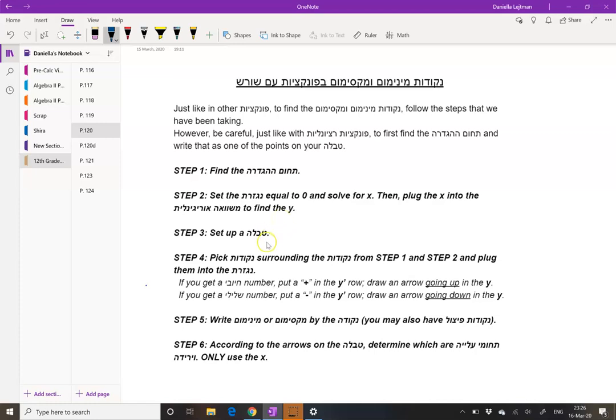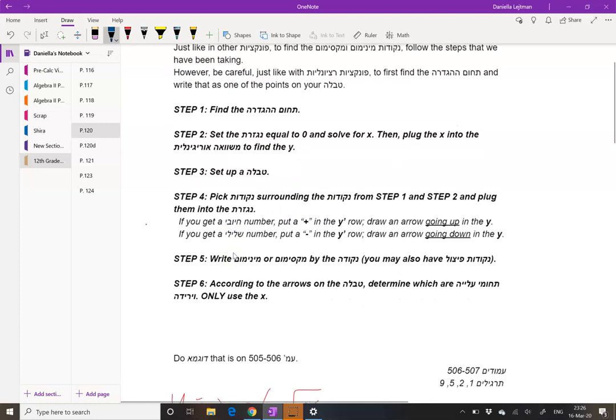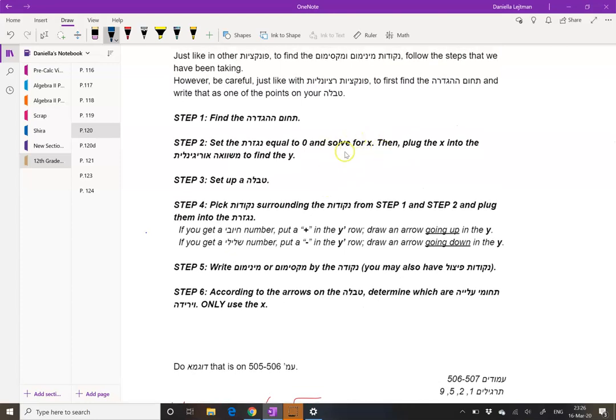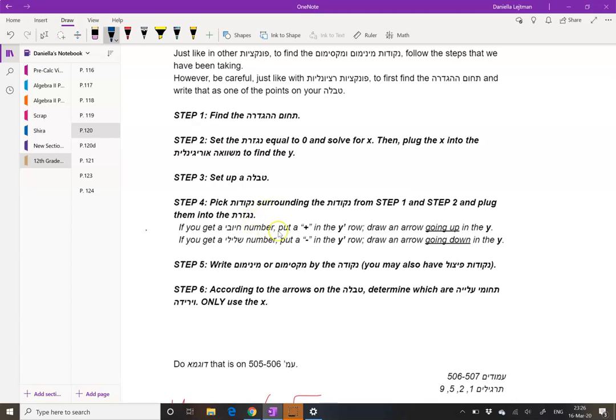Step 3 is we're going to set up a טבלה. And in the table, we're going to put the x that we found, or x's that we found, and we're also going to put the תחום ההגדרה. Okay, that's the only difference. Step 4 is we're going to find נקודות that are before and after, and then we're going to plug them into the נגזרת. If we find that the נגזרת is חיובי, we're going to draw an arrow going up in the y. If we find that the נגזרת is שלילי, we're going to draw an arrow going down in the y. And then we're going to write minimum or maximum based on our arrows.